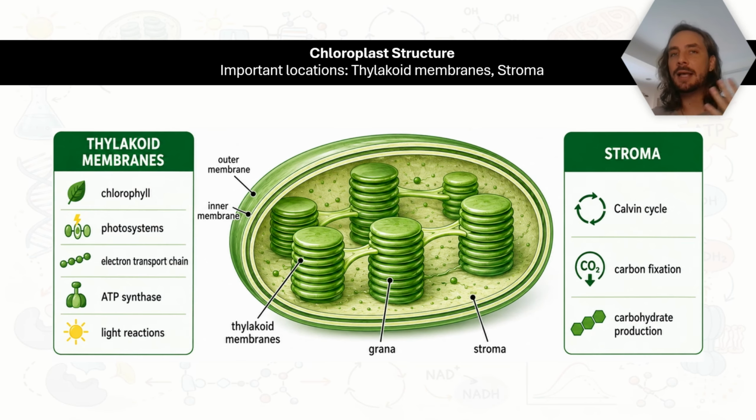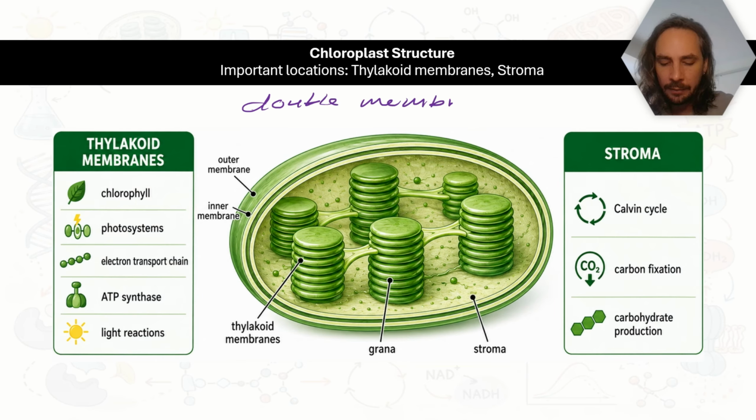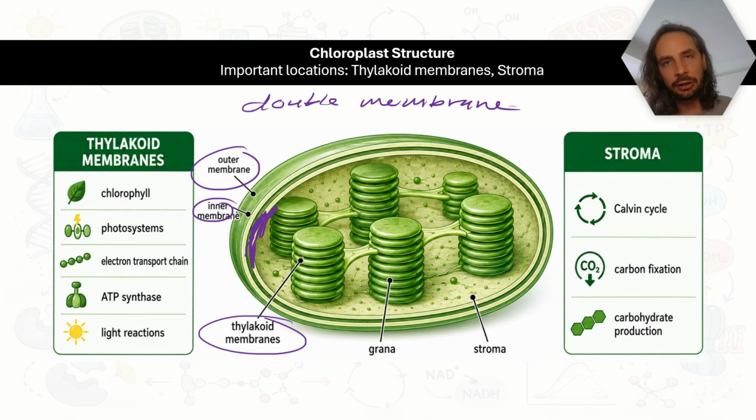Now, chloroplasts have an amazing structure in order to do this. As we've learned, they are double membraned, meaning they have an outer membrane and an inner membrane. They also have thylakoid membranes on the inside. One of these is called a thylakoid, and if it's stacked like this, we call it a grana. And then the fluid-filled interior is called the stroma.